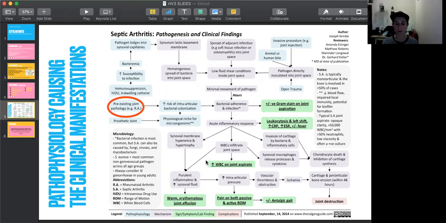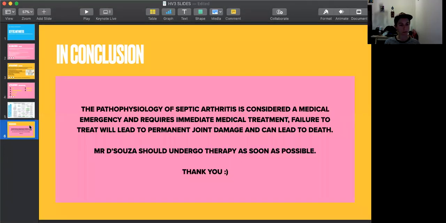The increase of fluid in the joint increases the intra-articular pressure in the synovial joint capsule. This obviously causes pain, as experienced by Mr. D'Souza, who rated his pain 8 out of 10. So in conclusion, the clinical manifestations Mr. D'Souza is experiencing are consistent with the pathogenesis of septic arthritis.